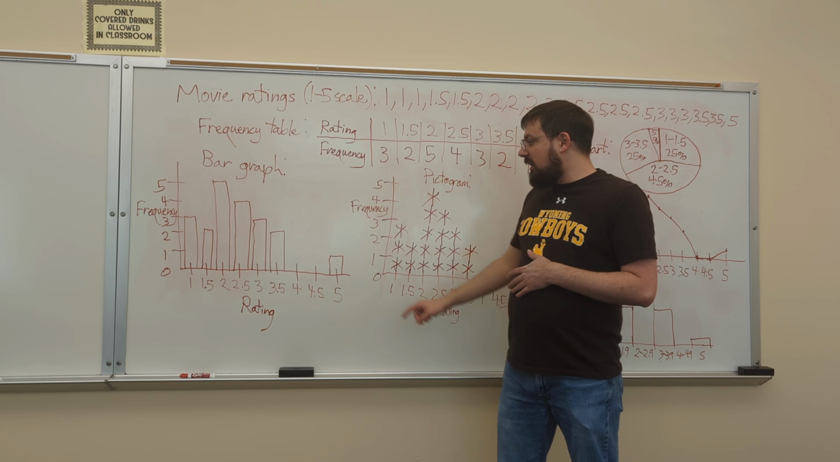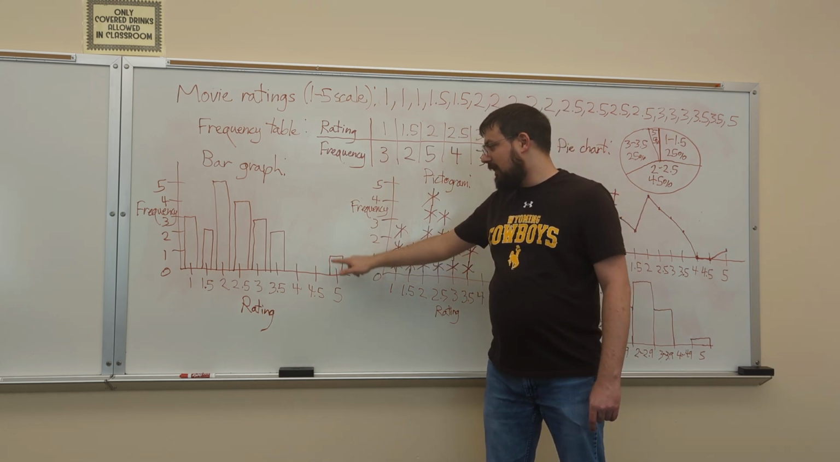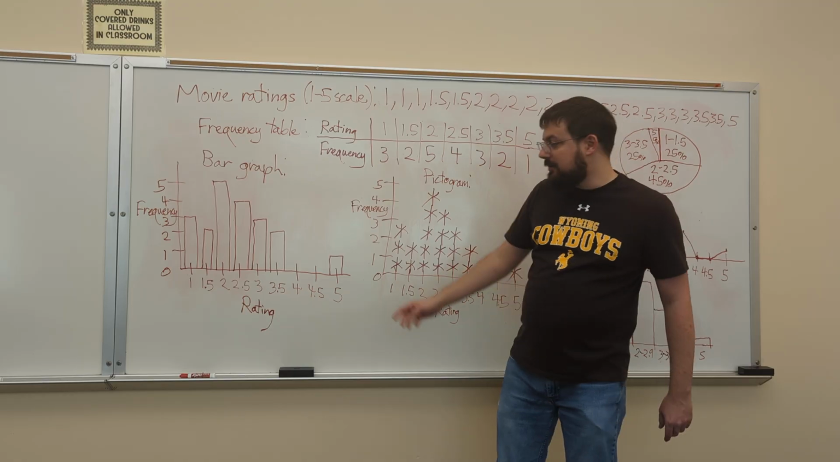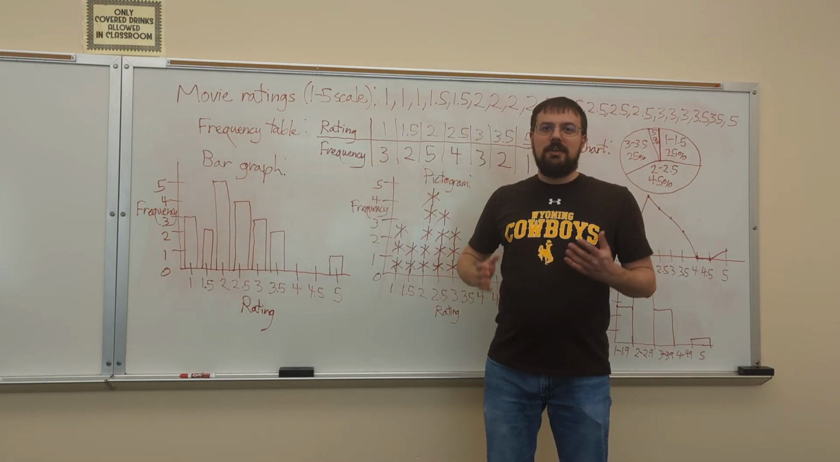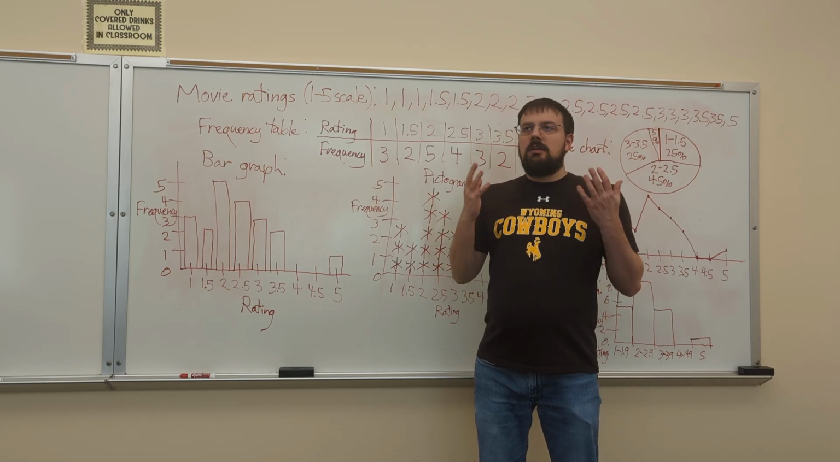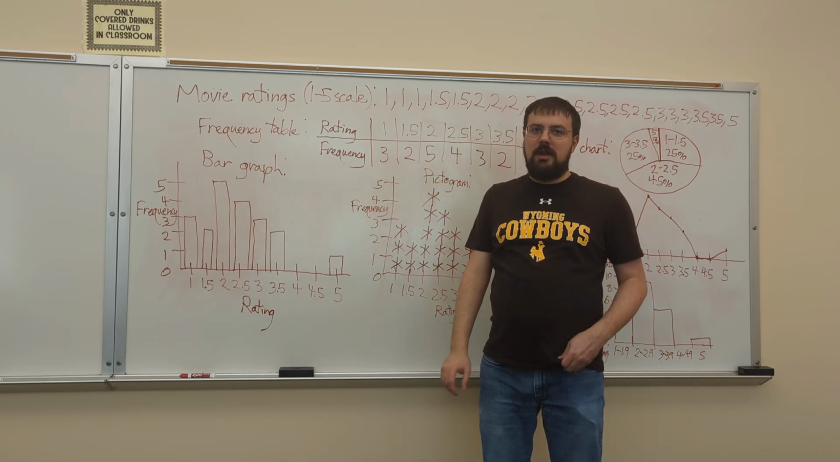Notice that in this bar graph, we have one value out here, this 5, that has a height of 1. We just have this one random bar at 5 that's separated from the rest of the data. We call this an outlier. It's a data point that lies away from the main body of the data.